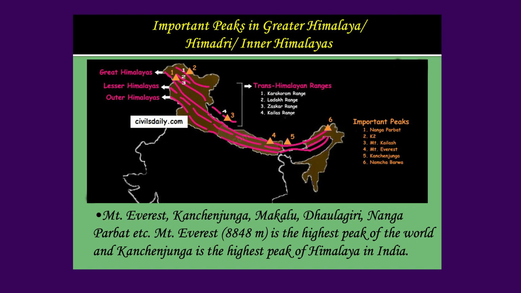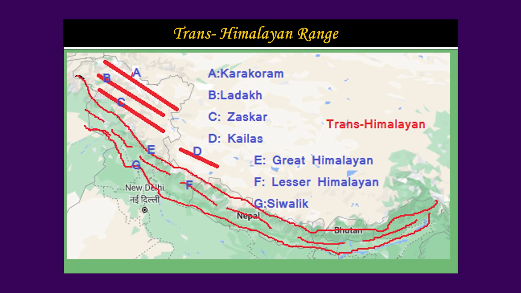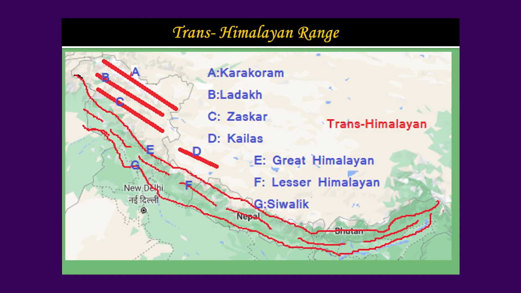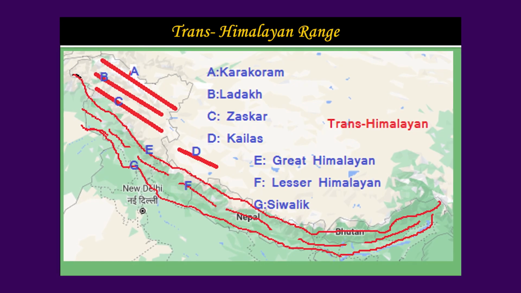Mount K2 or Godwin Austen is the second highest peak in the world after Mount Everest. Mount K2 is on the Karakoram range. It consists of the mountain ranges of Kailash, Ladakh, Zaskar and Karakoram. First one, Karakoram range. These ranges create India's frontier with China and Afghanistan.